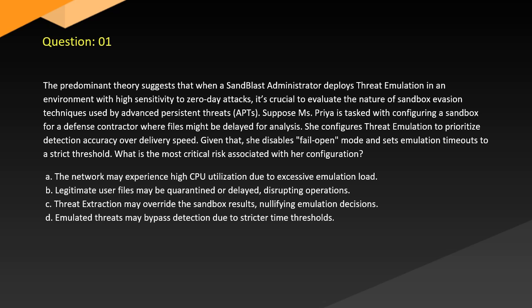A. The network may experience high CPU utilization due to excessive emulation load. B. Legitimate user files may be quarantined or delayed, disrupting operations. C. Threat extraction may override the sandbox results, nullifying emulation decisions. D. Emulated threats may bypass detection due to stricter time thresholds.